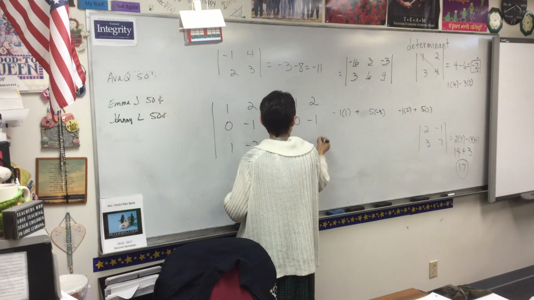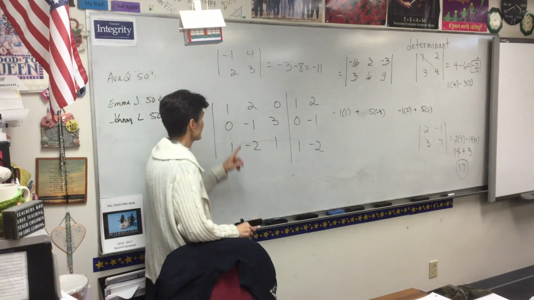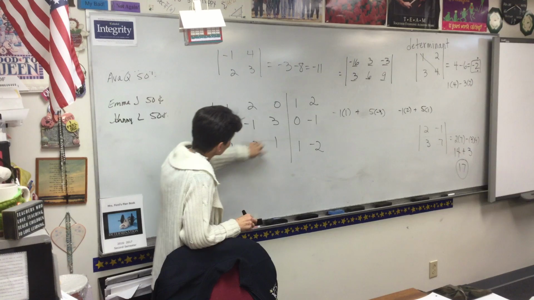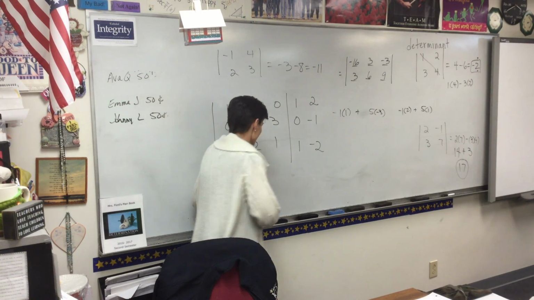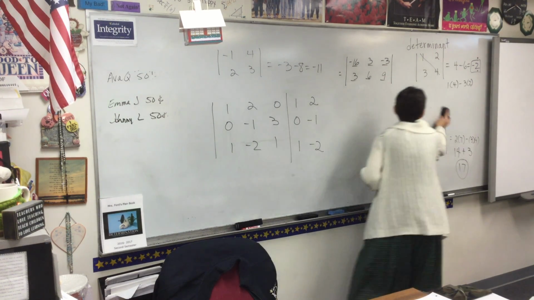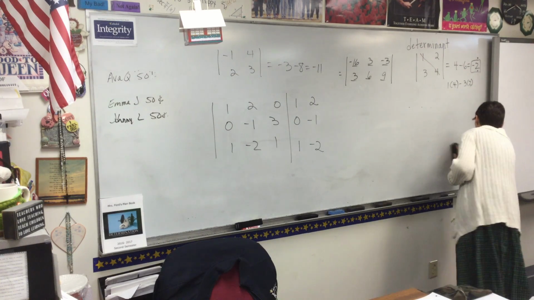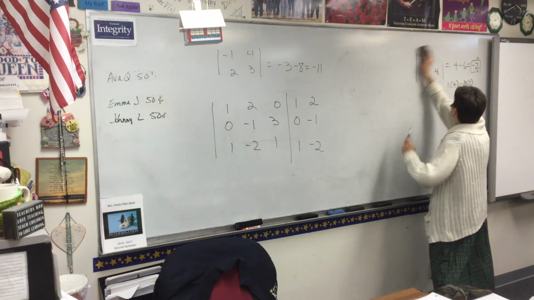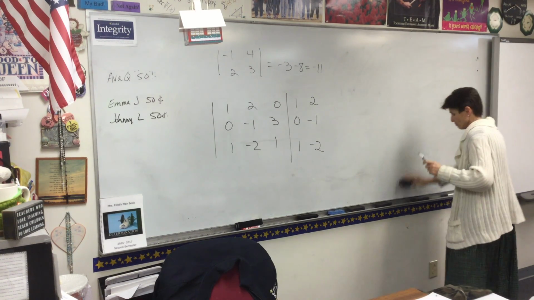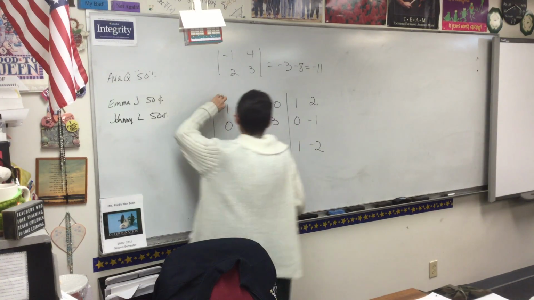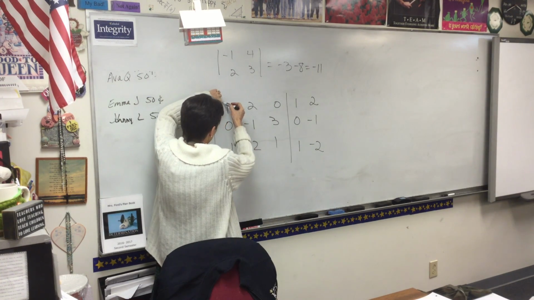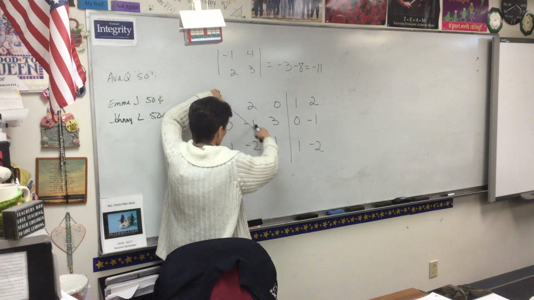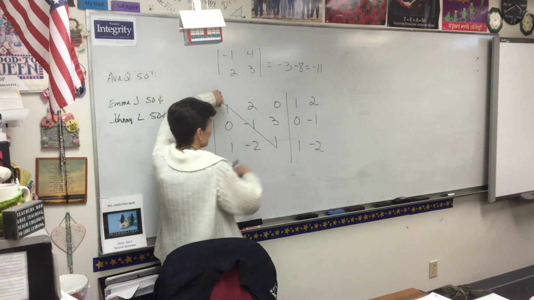So just the first 2 columns. So I rewrote 1, 0, 1, and I rewrote 2, negative 1, negative 2. So the first 2 columns get rewritten outside the determinant. Now, I'm going to start right up here where we always start, and I want you to multiply those three numbers together. What do we get when we multiply all three? -1.